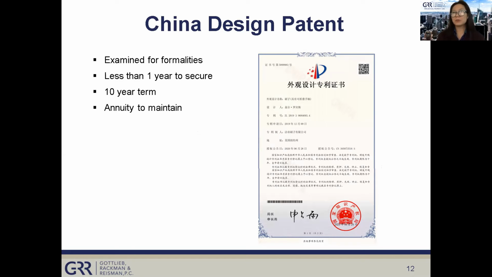The term of protection is only 10 years versus 15 years for a US design patent. There is also an annual fee required to maintain a Chinese design patent, whereas in the US, there is no maintenance fee required at all.